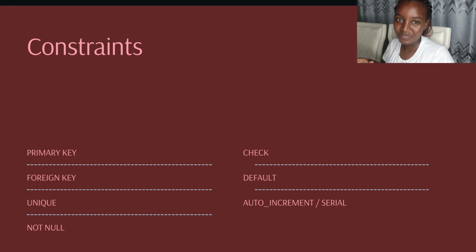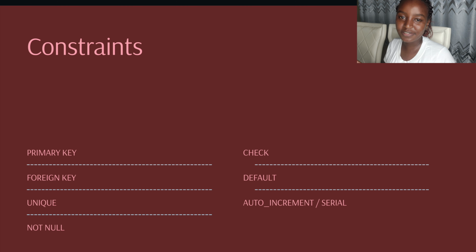We have unique. This ensures, for instance, I want to track my users and they need to have a username. I can't have two users with the same username. So when I have the unique as a constraint, then the user will be forced to create another username instead of me having to have two Waideras in my user table. We have not null. This is also self-explanatory. It ensures you actually have to populate your column and you can't leave it blank.